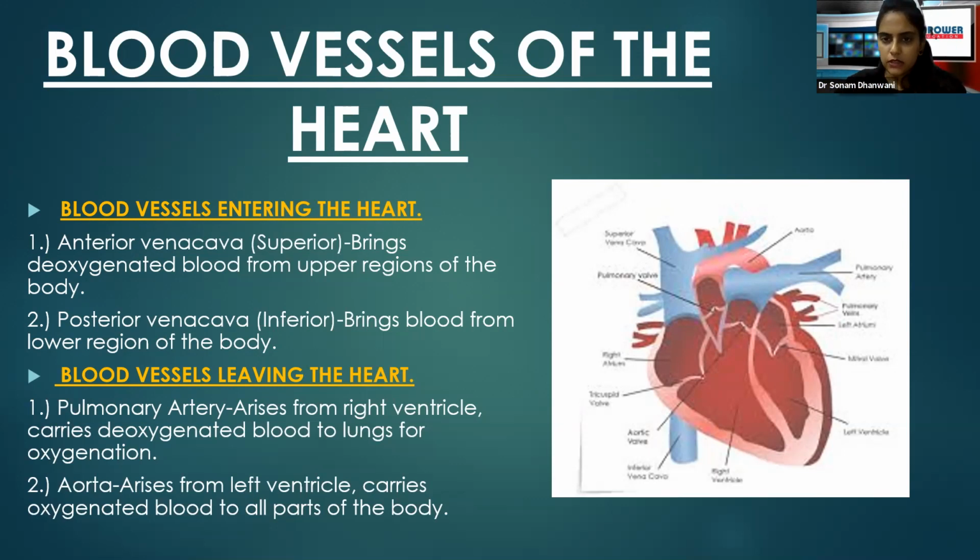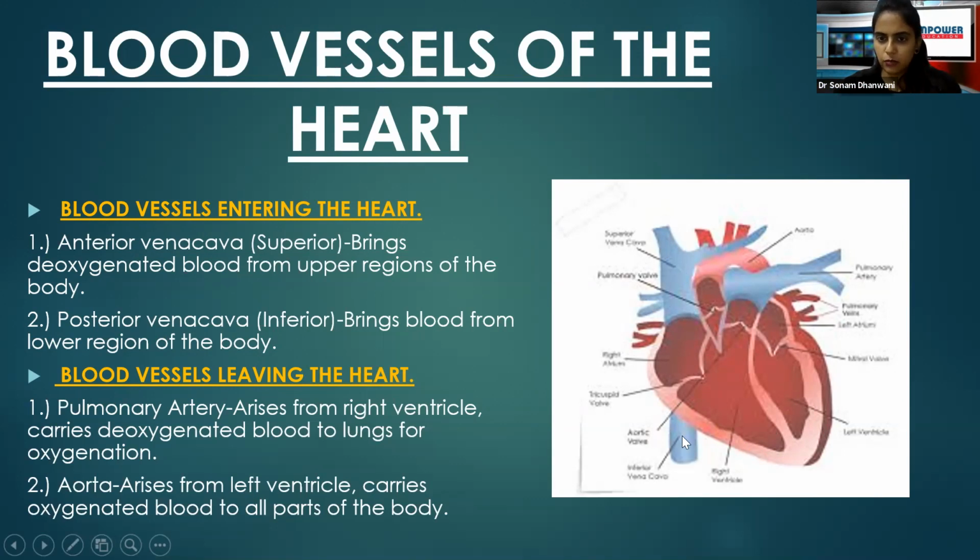Okay. Now see this part that you can see here. Yeah, heart ka structure hai. This is what the apex is called, the triangular part. This upper part is the superior vena cava or the anterior vena cava. और उसके नीचे वाला ये जो part है, this is the posterior vena cava or the inferior vena cava.